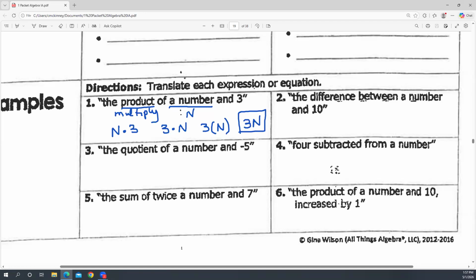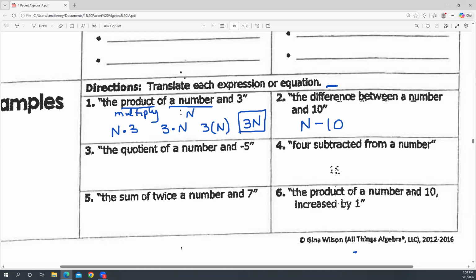Okay, so number 2, the difference, subtraction, right? Between a number and 10. Not sure why my 10 is not showing. There we go. That's it, in that order. We don't have like 5 different ways to write this. Minus is our only subtraction symbol, and it does have to be in that order. So the only difference, the other ways you could write this, is with different variables.